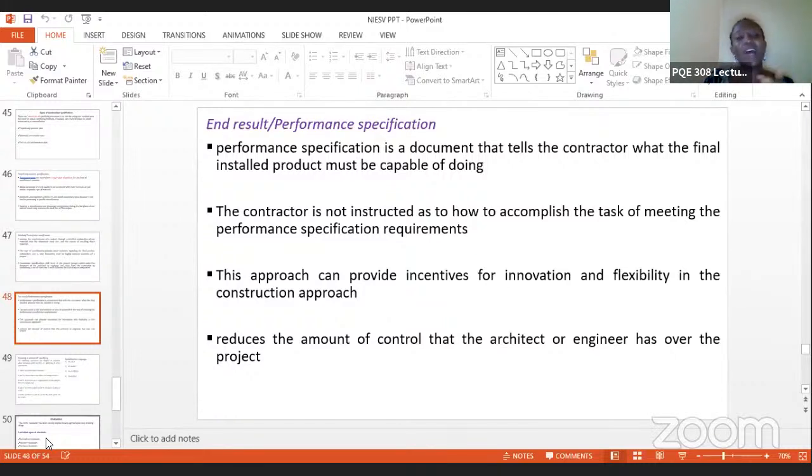And lastly, we have the end result, which is also the performance. There's no instruction, there's no information. This is what I want, get it done. How it is being done, what you are going to use is not the problem of anybody. Just get it done. So those are the three types of construction specifications that we have.